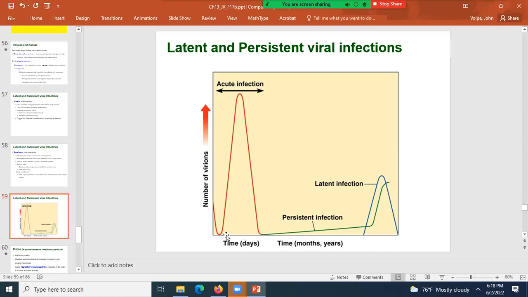Persistent infection: once you become infected, you have a very low load initially, and this load increases, and then you have severe disease a long time after you become infected. And you notice how this breaks? That's because the patient died. You don't always have the patient dying, so it can plateau out here. All right, any question about persistent viral infections?